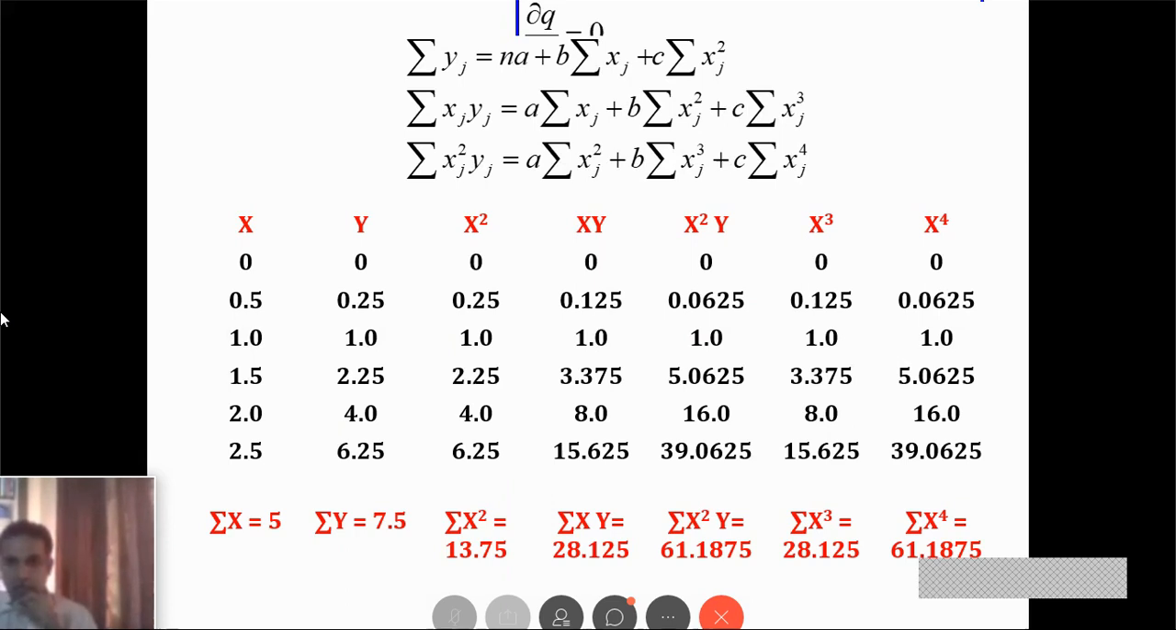Sum of all these values, you are able to get the sigma x squared y equals 1.115. And what remains is x raised to 4. Same way, the x value is given, we can compute what x raised to 4 is. Entire values of x raised to 4 against the given values of x are computed and summed up, and you get the value 61.1875.